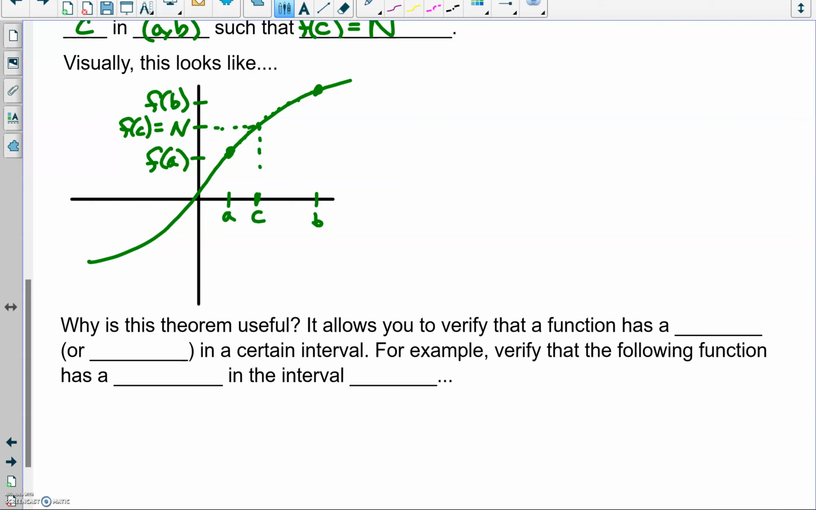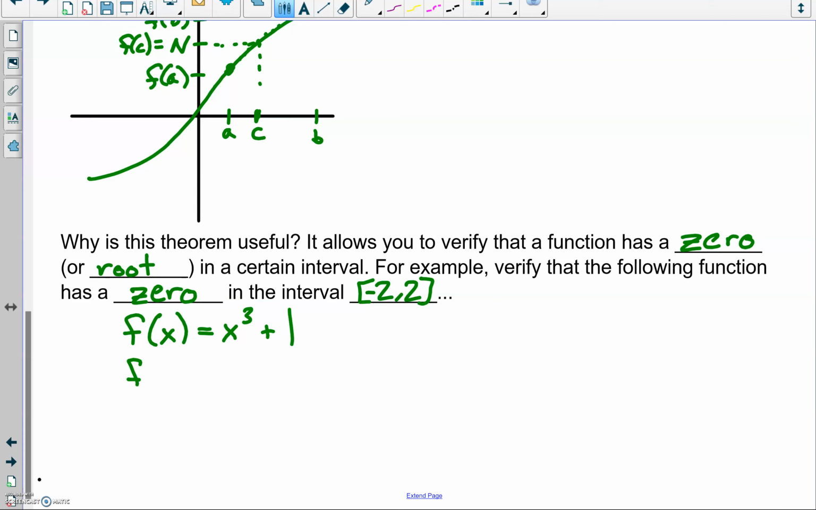Well, it allows you to verify that a function has a zero or a root in a certain interval. So for example, let's verify that the following function has a zero, a place where it crosses the x-axis, in the interval -2 to 2. And the function I'm going to look at here, f of x equals x cubed plus 1. So in order to show that it has a zero in between that interval, you really just evaluate at the endpoints. So you find f of -2.